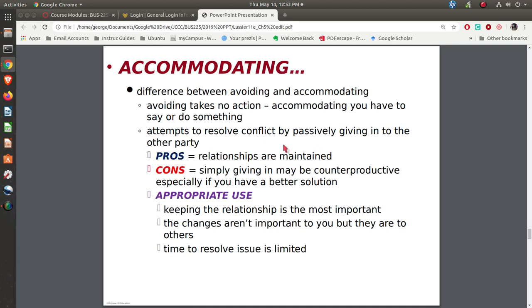Accommodating is basically saying, okay, I'll give a little bit in there. I will give in a little bit. You try to get it done, but you find out it's not worth it, and then you go ahead and back off. So there is an appropriate use for accommodating someone.